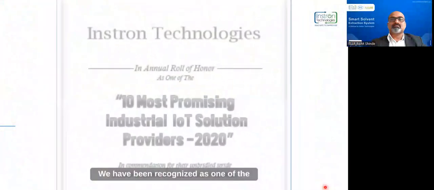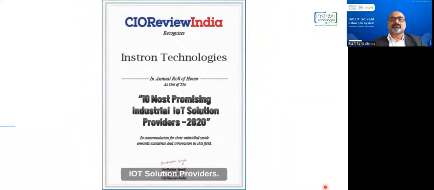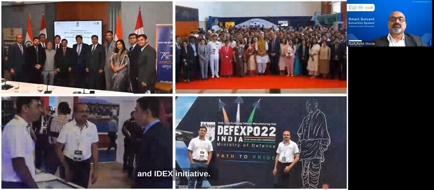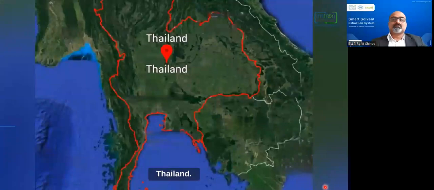We have been recognized as one of the 10 most promising industrial IoT solution providers. We are ISO certified, and we also got selected for the DRDO Technology Development Fund and IDX initiative. With this, we look forward to expanding our expertise in Canada, Australia, Sri Lanka, and Thailand.